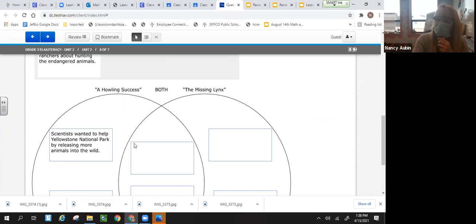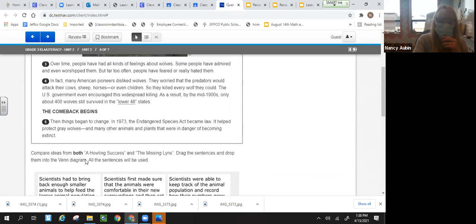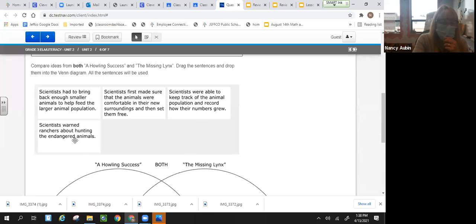What were the key words that told you it just belonged to The Howling Success? Because it said Yellowstone National Park. Yeah, that was my clue as well, because it was specific, right, to just that article. All right. Scientists had to bring back enough smaller animals to help feed the larger animal population.